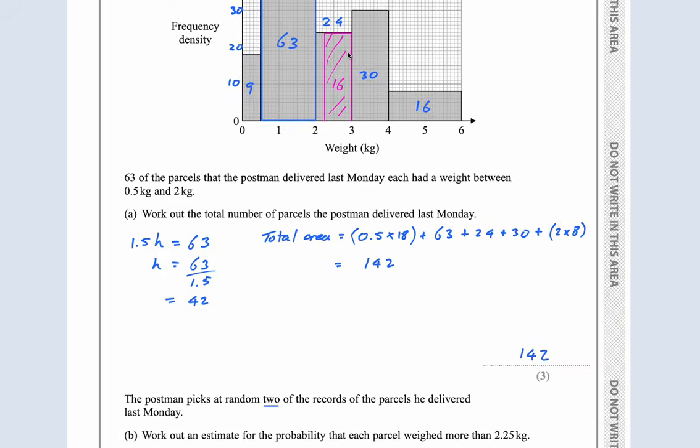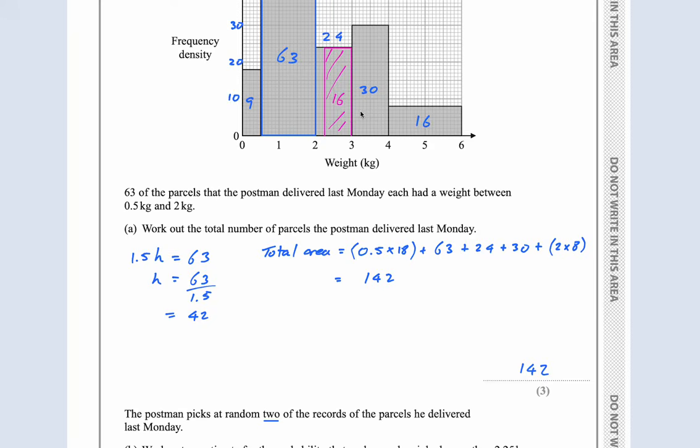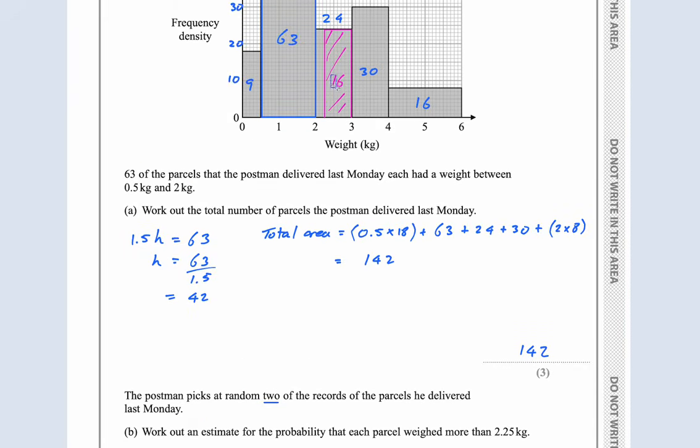So now the total will be 16 plus 30 plus 16 equals 62. So he's going to take two records. The probability that the first one, hang on guys, is that correct? No, sorry, that is not correct. What am I doing? It's not 16, it's 18, 3/4. That's a mistake. Sorry guys, that is 18.